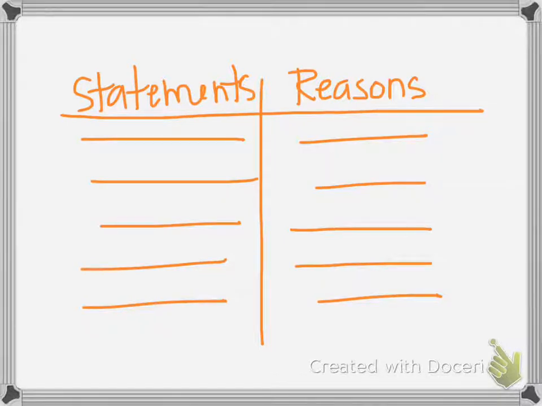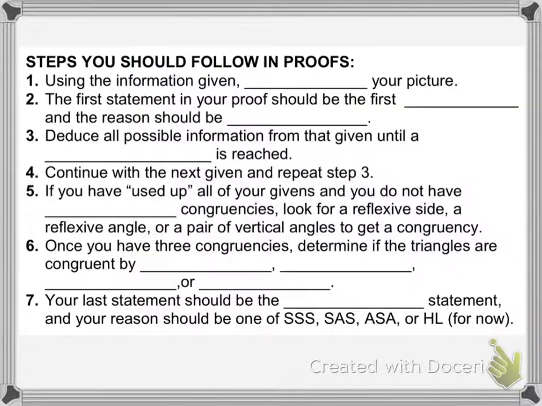So let's look at the actual steps to do this, and then we'll try some proofs together. So whenever you're asked to make a proof, the very first thing you do is you're going to use the information that's given to you, and you're going to mark your picture. Sometimes some of the information will already be on your picture, but if it's not, you want to mark your picture. If you don't have a picture, you definitely need to draw one, but we'll always have a picture on ours, okay?